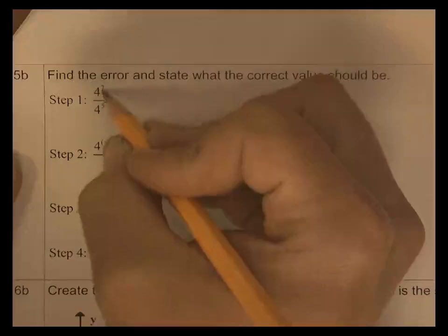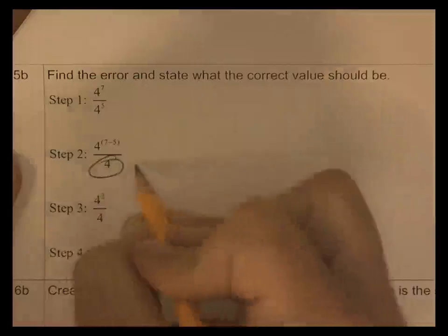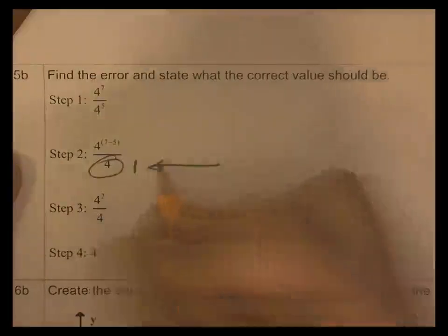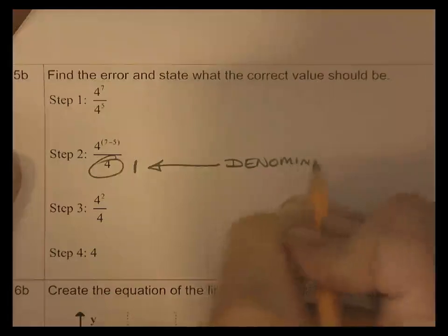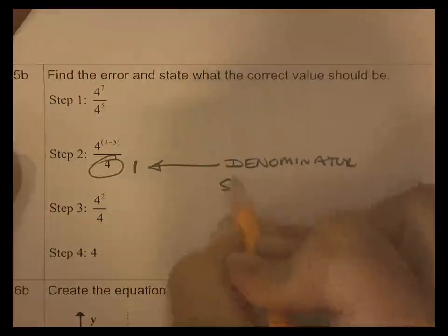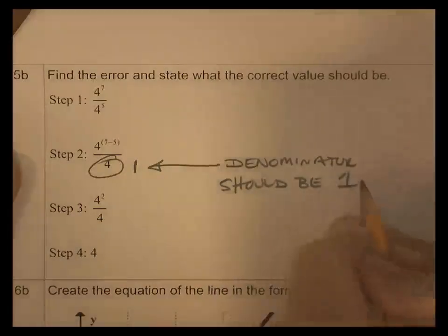Find the error. Well, this should go what? It should be 4 to the 7 minus 5, so 4 to the 7 minus 5, but it should be over a 1. Denominator should be 1.